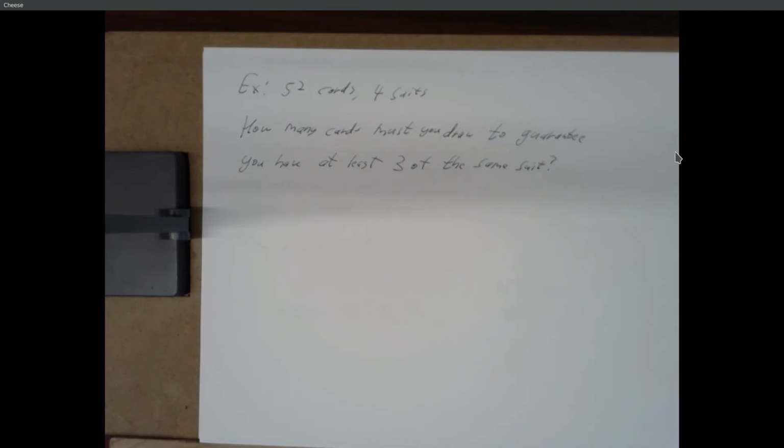So 52 cards, 4 cards of each suit. How many cards do you have to draw to guarantee that you've got at least 3 of the same suit? Could be 3 diamonds, could be 3 hearts, could be 3 clubs. Doesn't matter, but you want to guarantee that you've got at least 3. And you know, it's possible you could just draw 3 cards and it's club, club, club, and you're done, right? But you can't guarantee that if you draw only 3 cards, you're going to have 3 of the same suit, because you might draw a club, diamond, and heart. So how many do you have to draw to guarantee you've got at least 3 of the same suit? So we want to put this in the language of pigeonholes.